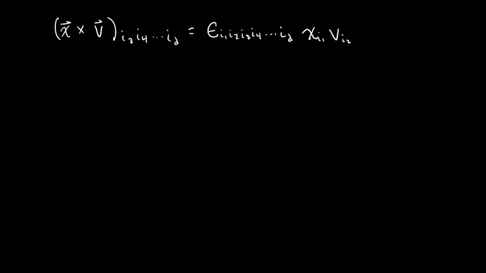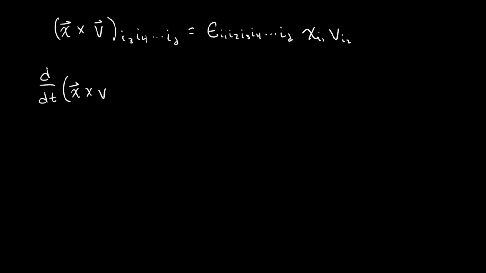But in general, it can have as many indices as the number of dimensions that I have. So I'm just going to call it x cross v for the time being. I want to look at what happens when I take the time derivative of this guy, x cross v. Now, this is just a product of two things.